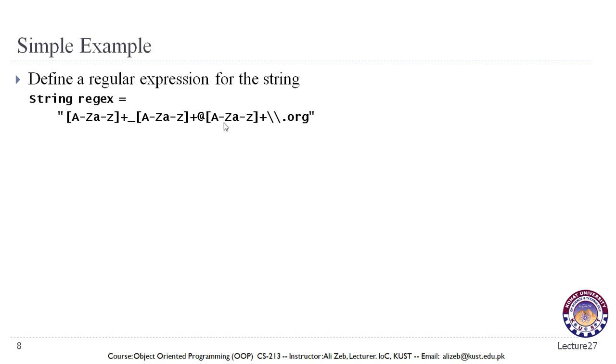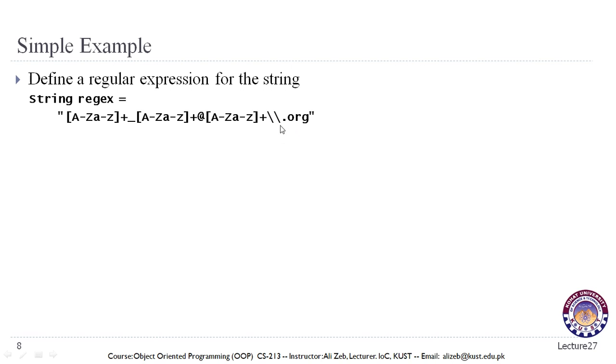The @ symbol will be followed by at least one English alphabet, whether it be in capital or small, both of these are acceptable, but there must be at least one, and that is shown by the plus symbol. The plus symbol shows us that there must be at least one or more. So if we want to ensure that there must be at least one or more characters at a certain location, then we can use the plus symbol, and that must then be followed by the .org.